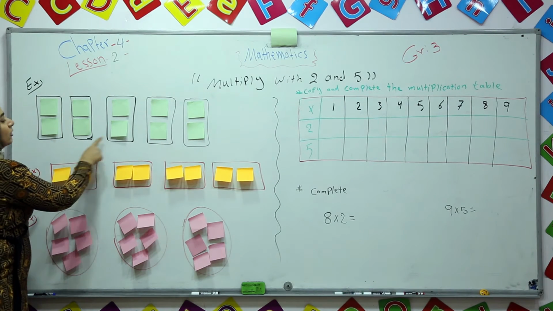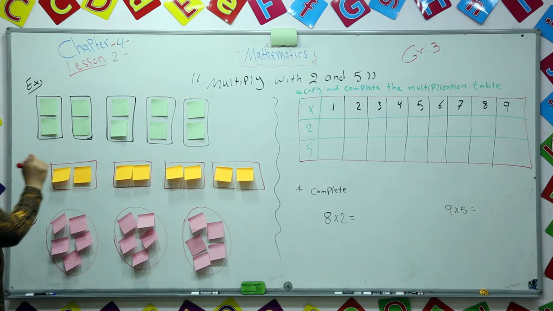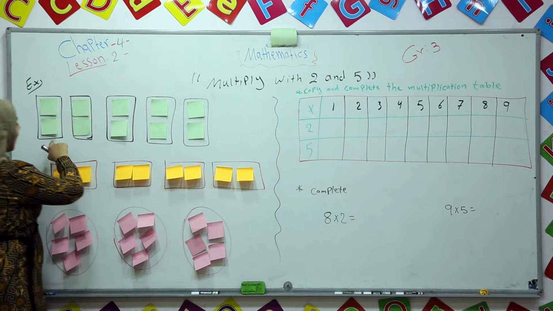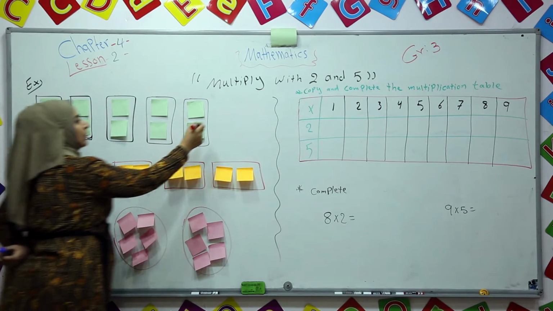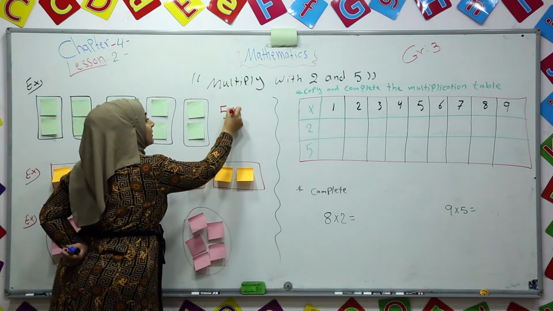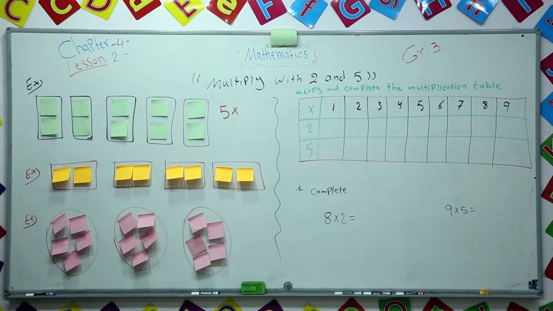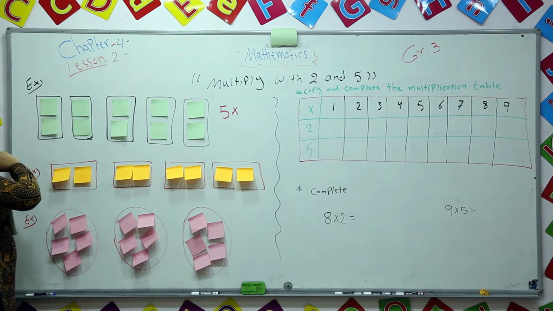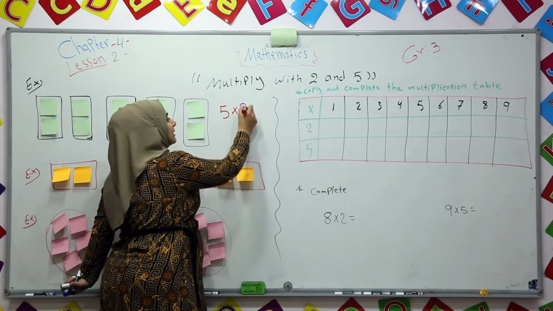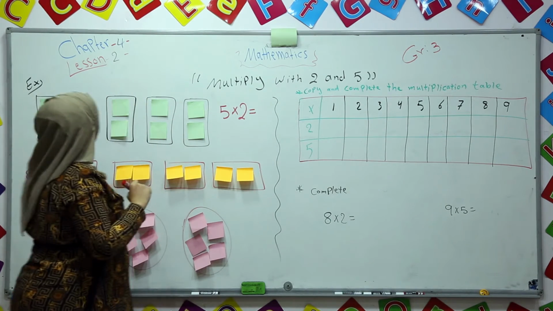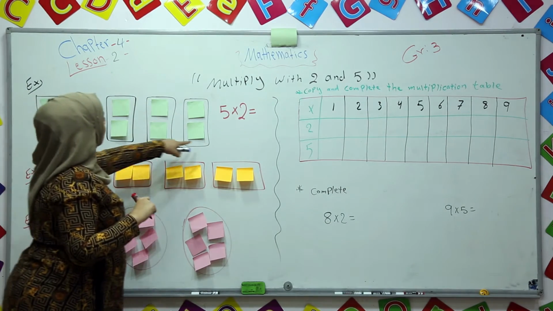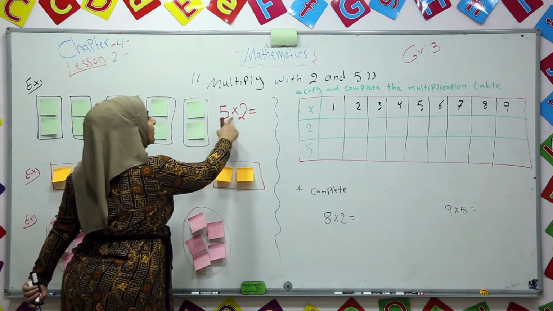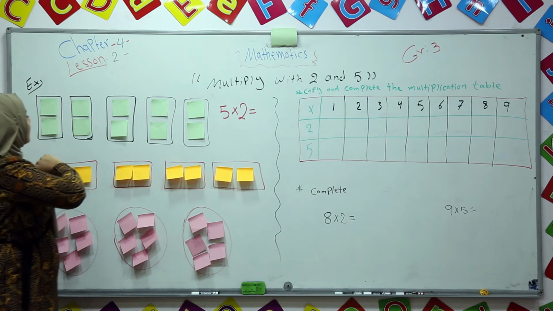If you look at the groups, how many groups do we have? Look, 1, 2, 3, 4, 5. I have 5 groups. So it is 5 times by what? 5 times by 2, because each group contains 2 objects. I have 5 groups, each group contains 2 objects. So it is 5 times by 2 equals what?